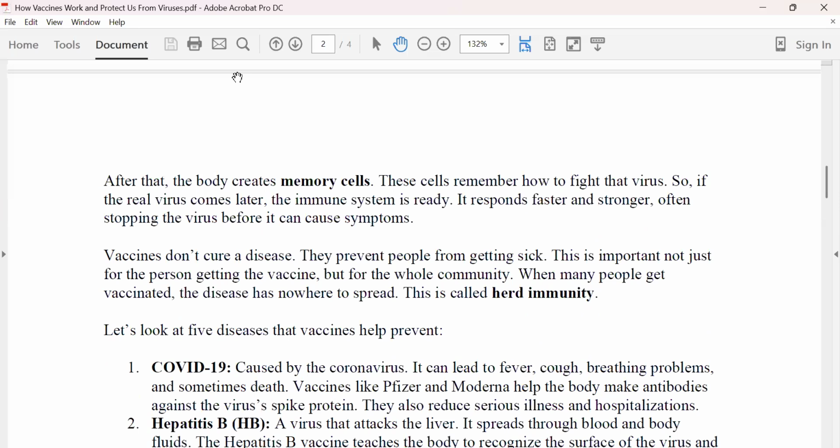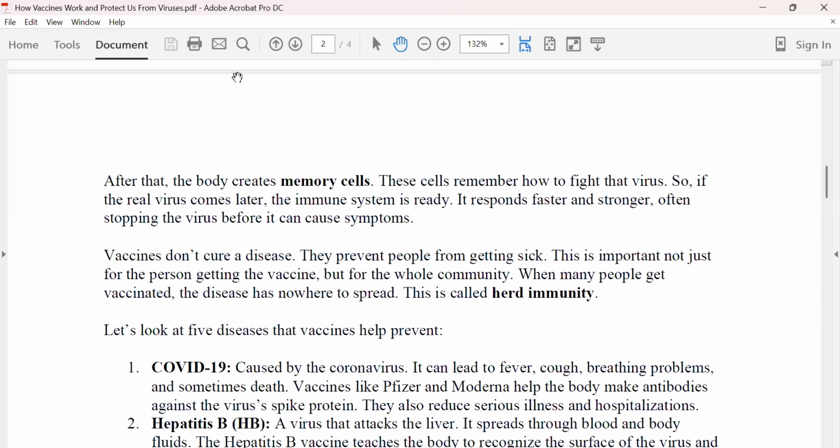And the word herd immunity is very important. For example, in a whole village, there are 100 people. If those 100 people have immunity, it means they have the antibodies against this kind of virus. So the virus cannot spread anywhere else. Or at least if 90 people get vaccinated, the other 10 might not get the virus either. So that is what we call herd immunity.